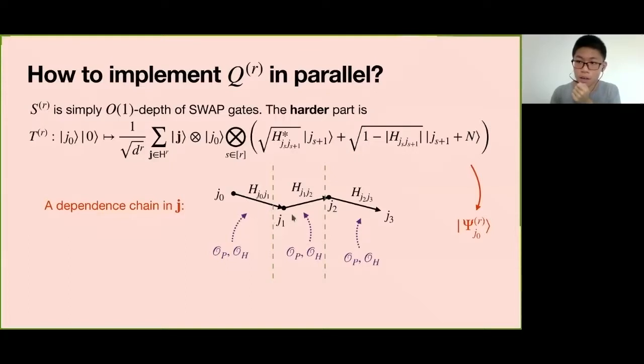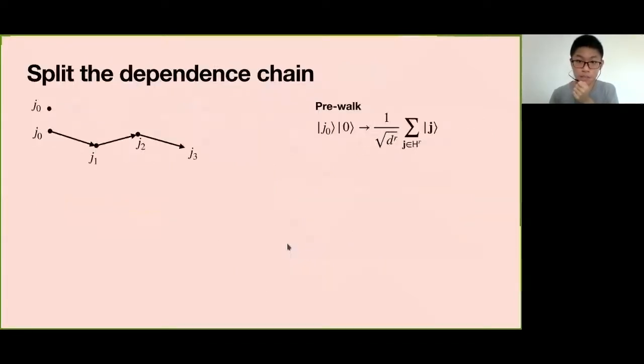Now, I should mention that for generating this path, we only need to call the oracle OP, and for the weight, we only need to call the oracle OH. So the following process will be split into two stages. The first stage only involves the oracle calls to OP. We call it pre-walk. But what is a pre-walk?